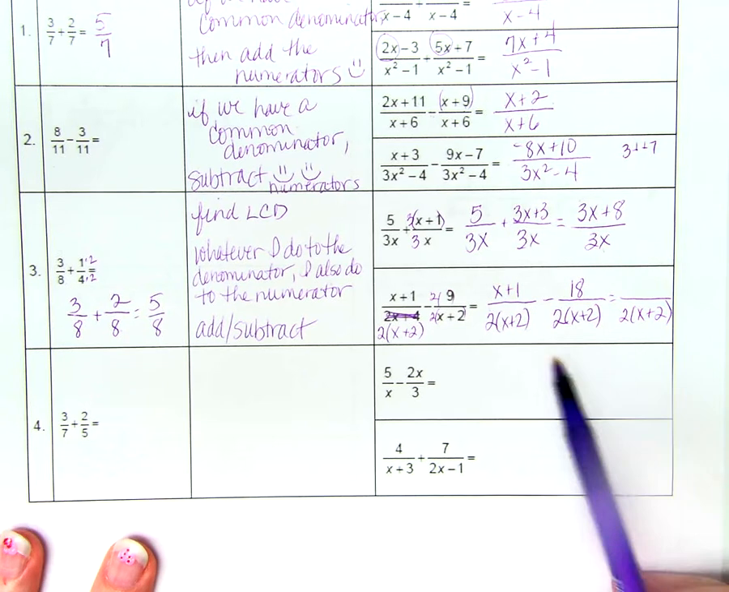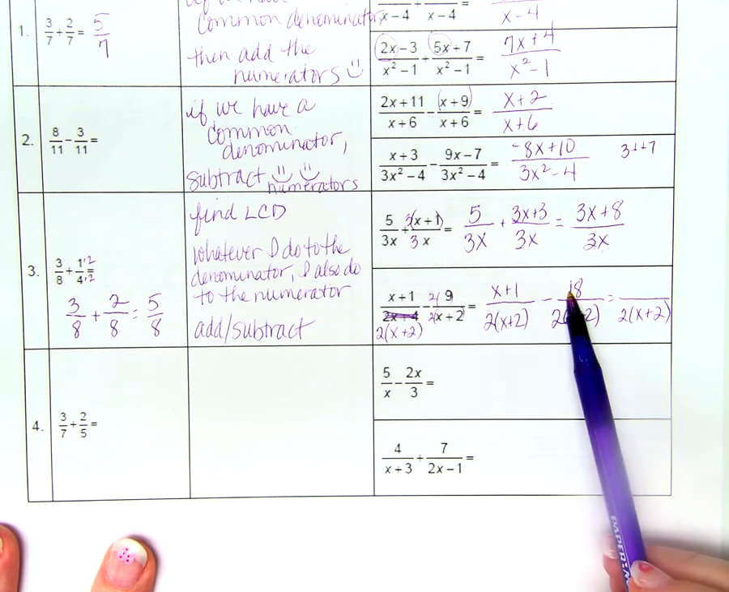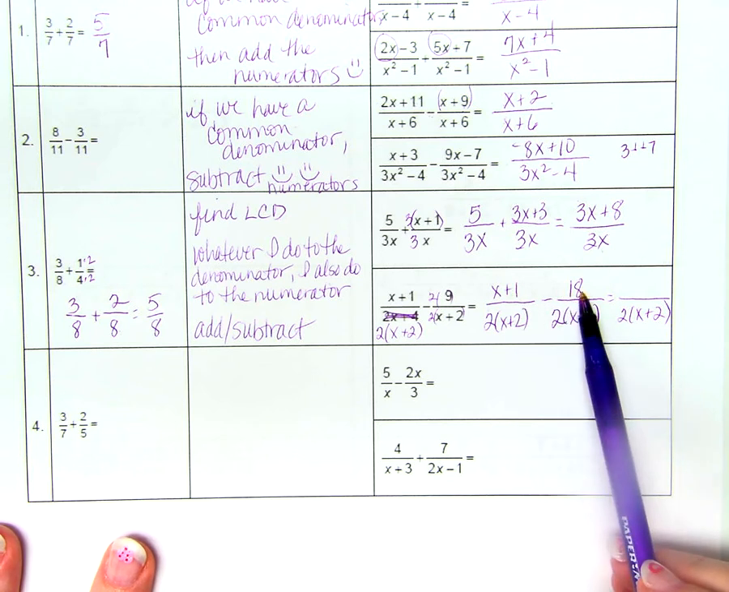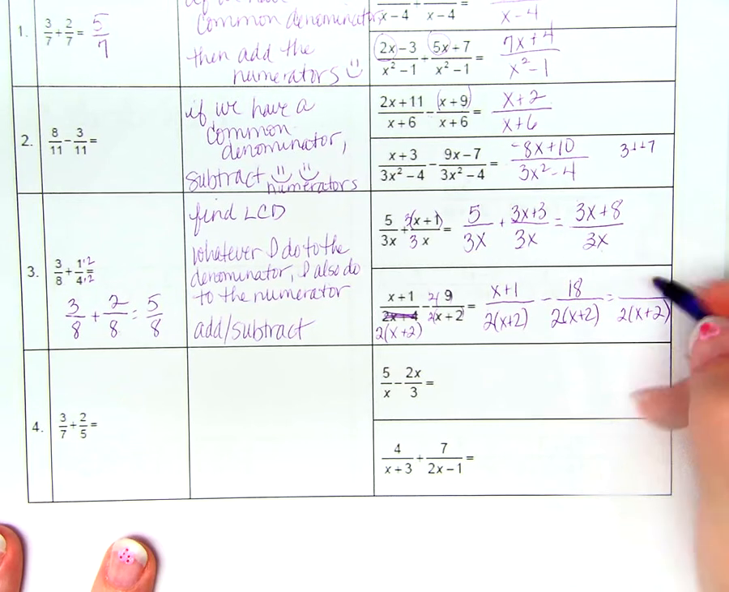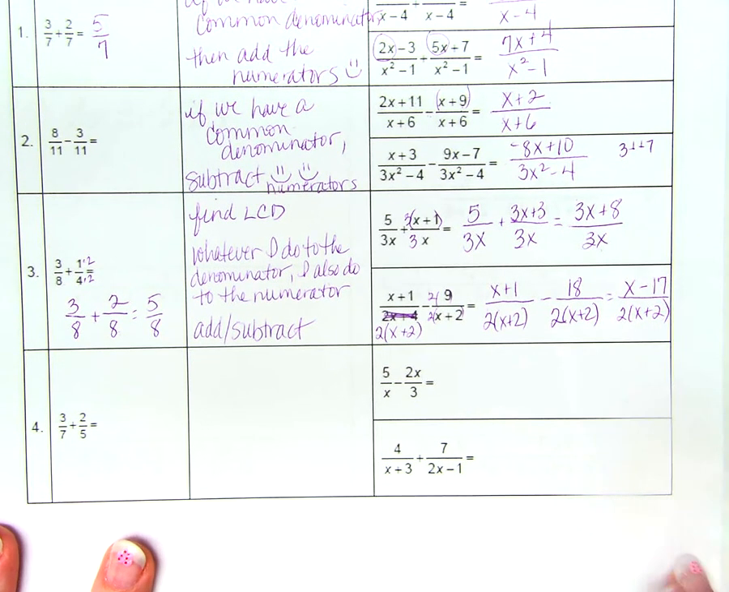So when I do my subtraction, I'm going to get x plus 18, right? Or 19, because I've got 1 and 18. No? Oh, I'm subtracting. X minus, perfect, x minus 17.